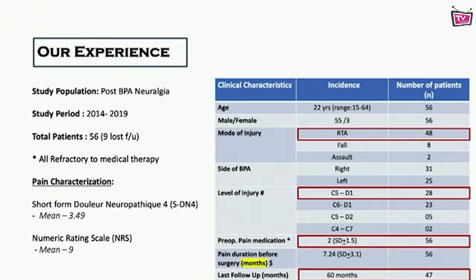So this is our experience. We had around 56 patients, of which 9 patients had lost to follow-up. Majority of them were road traffic accidents, and the root avulsions was found in C5 to D1 on MRI in majority of the cases, and then we had the follow-up is around 5 years follow-up approximately.